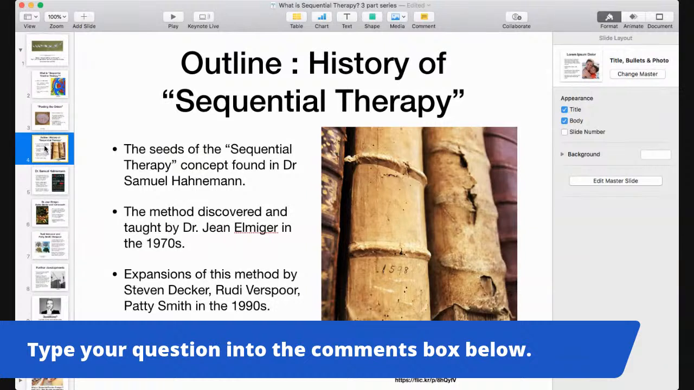Now, if we give a general outline to the history of sequential therapy, the original seeds we actually find back in Dr. Samuel Hahnemann. If we really read his text closely and understand the concept of what he was talking about, we're going to see in just a moment that he actually would not have been against sequential therapy. He already outlined the basis of it.